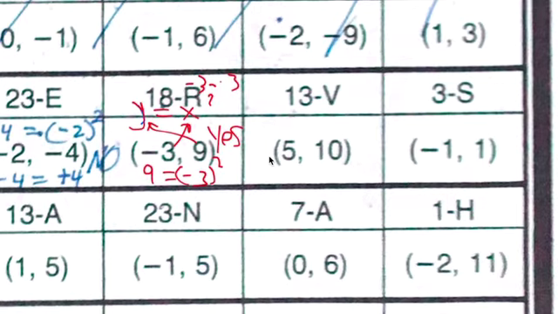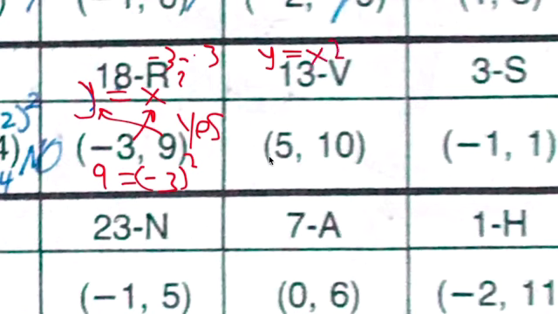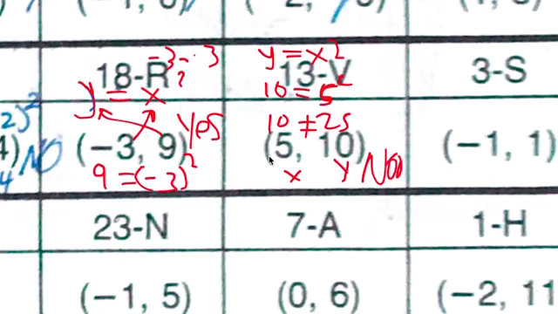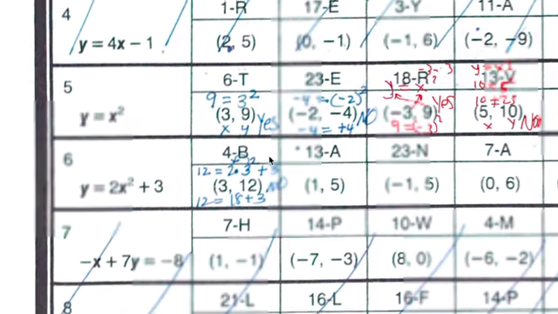Okay, you do the same here. Y equals x squared. Y is 10 here, and x is 5 here. 5 squared is 25. It does not equal 10. So this is a no. It's not part of the graph. And then I leave the last one.